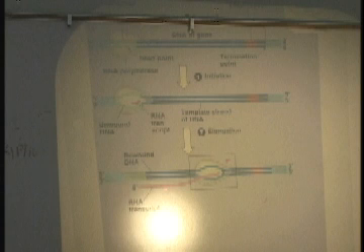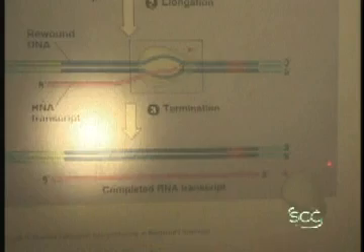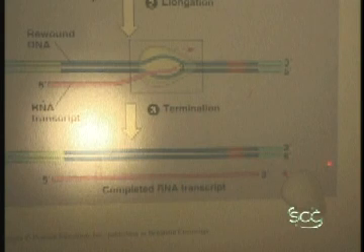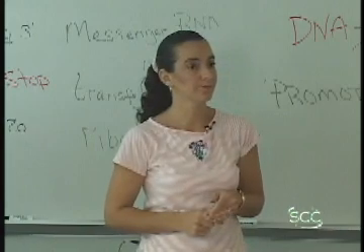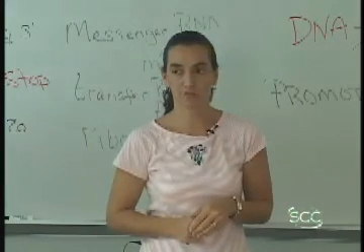And it's going to keep going and keep going until it reaches this area here. You have this little red part here, which is the termination sequence, and then a little bit more blue, which is the termination signal. And whenever it reaches that termination signal, boom. Off comes the RNA polymerase, back together is the DNA molecule, and now we have this completed RNA transcript, just like that. Okay? Any questions on that so far?